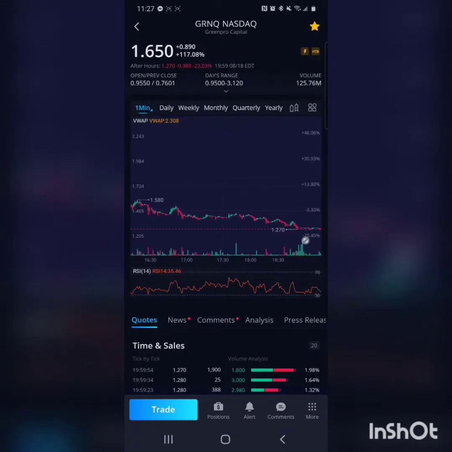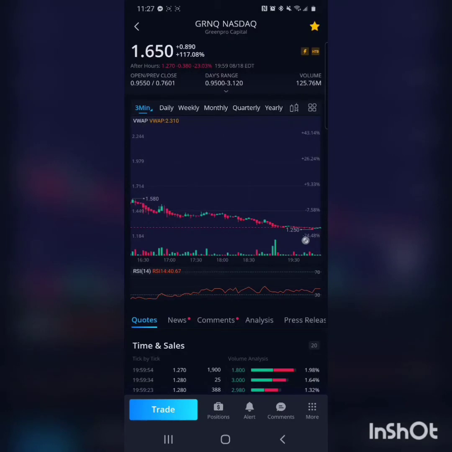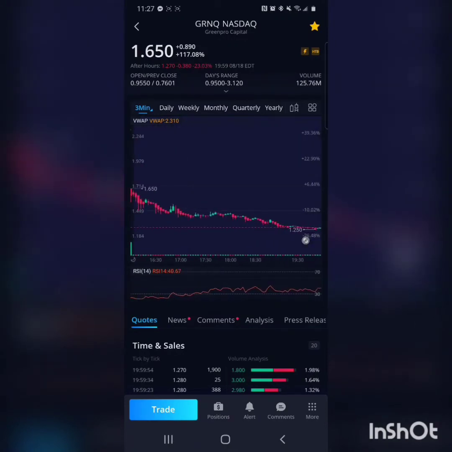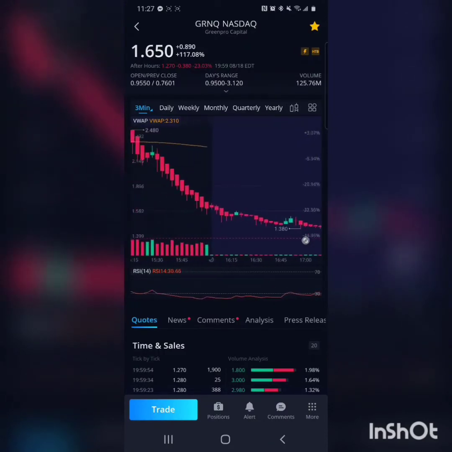Next, very important, we're going to go up here next to where it says daily. It says 1 minute. I'm going to click on that and we're going to go to 3 minute, because for our day trades and our intraday trading, we really are looking at the 3 minute because it gives you pretty much a real-time look at how the stock is trading, but it's not every 1 minute. So it's not all these little candles in your face.